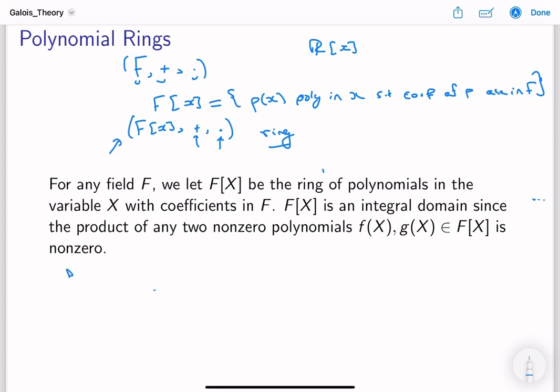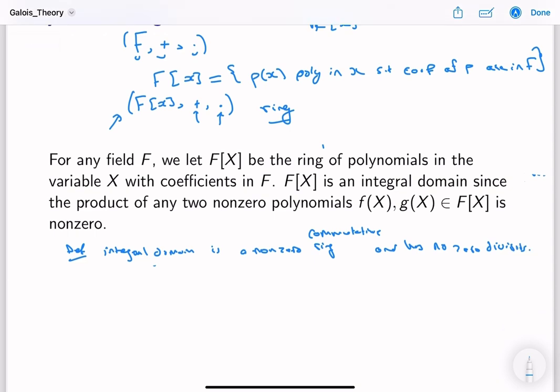So let me just remind you of the definition of an integral domain. An integral domain is a non-zero ring that is commutative, a commutative ring, and has no zero divisors.